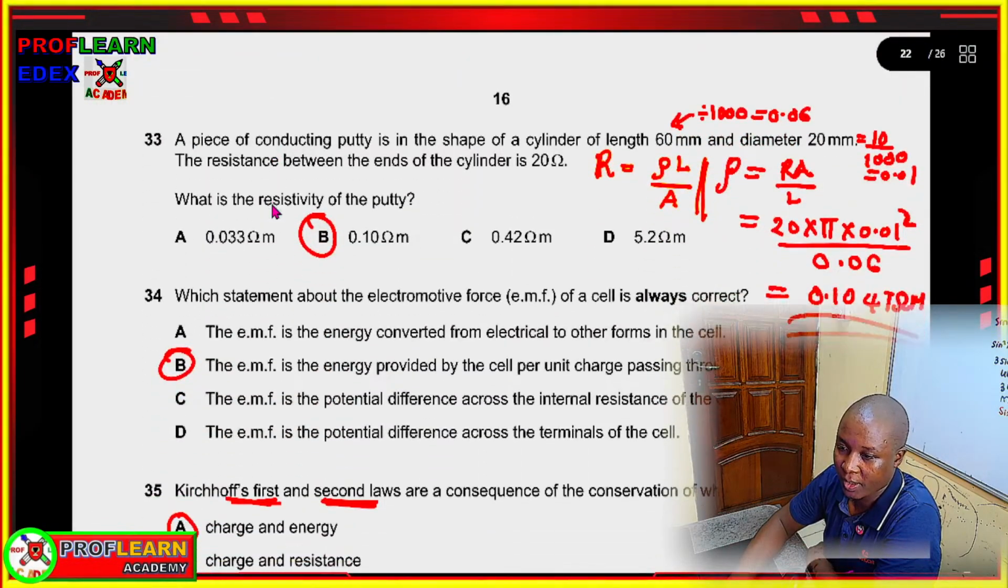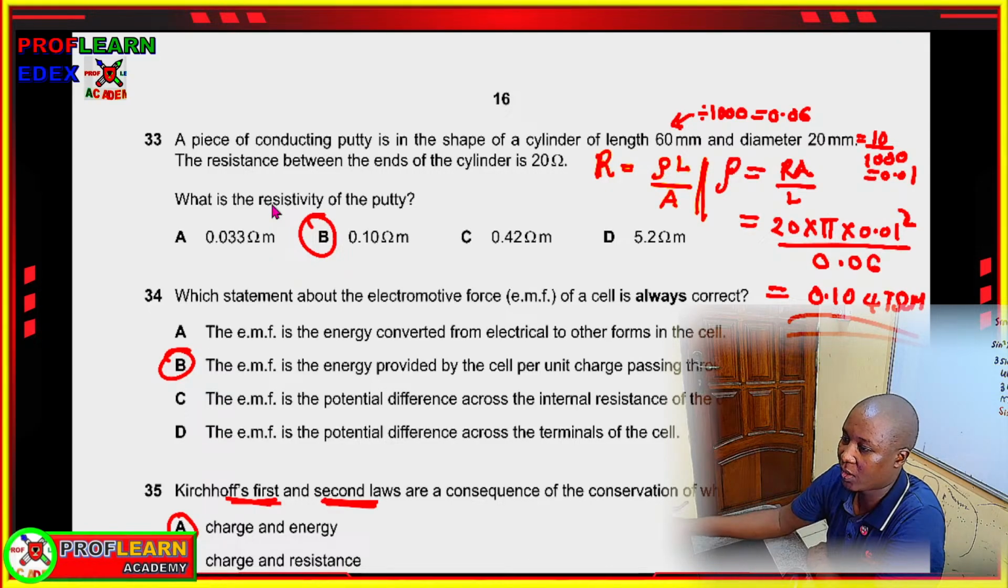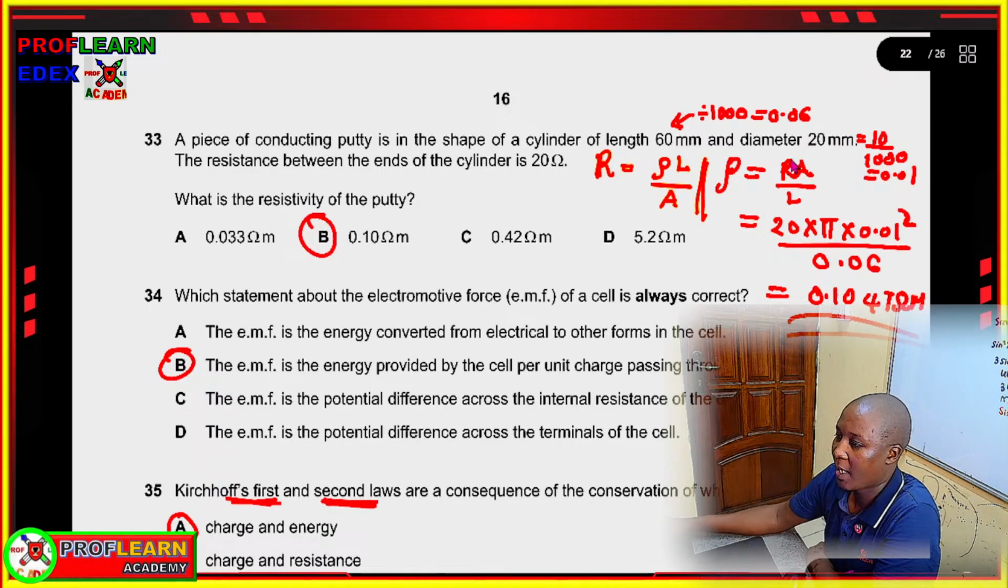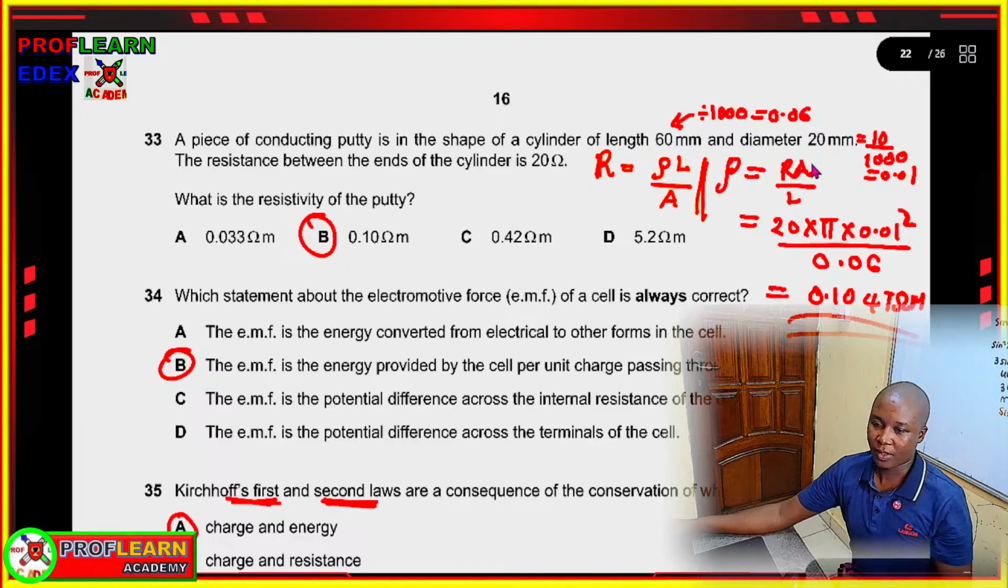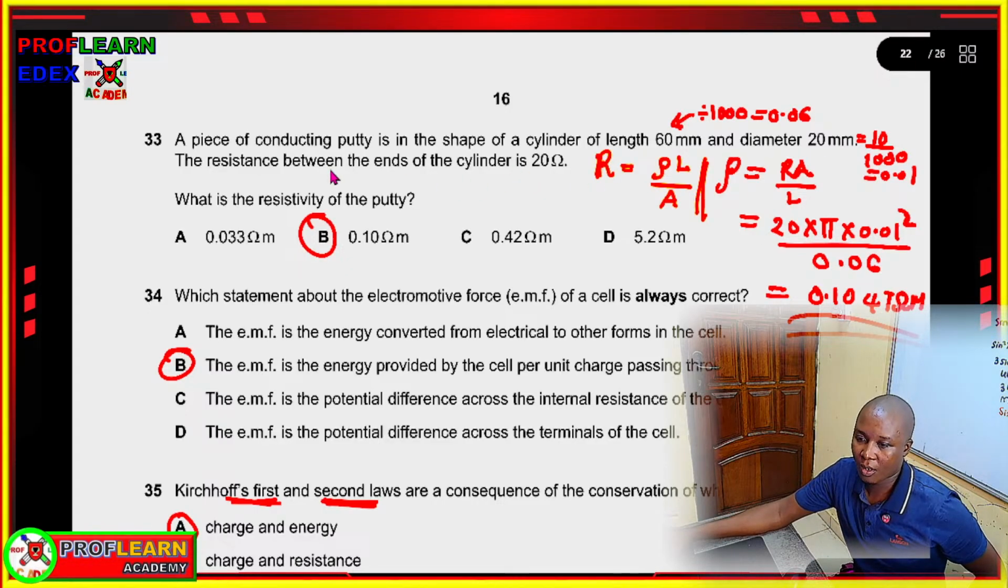A piece of conducting material is in the shape of a cylinder of length 60 millimeters, so we need to change that to meters, and diameter of 20 millimeters. The resistance between the ends of the cylinder is 20 ohms.